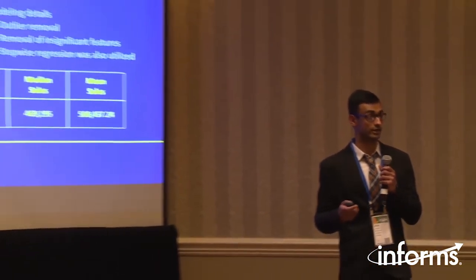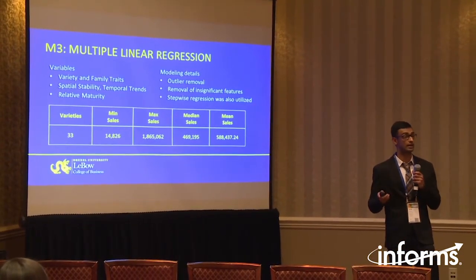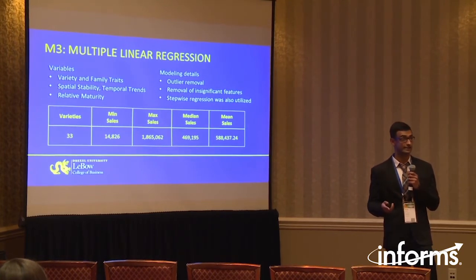So now that we've looked into how we utilize the classification models to select particular seeds, let's look into how we identify the sales potential utilizing multiple linear regression. The variables that we used here were family variety, variety traits, the temporal trends, the spatial stability, and relative maturity. In order to identify the best suited model for us, we first look at if there are any outliers within our data, identify any insignificant features, and utilize stepwise regression.